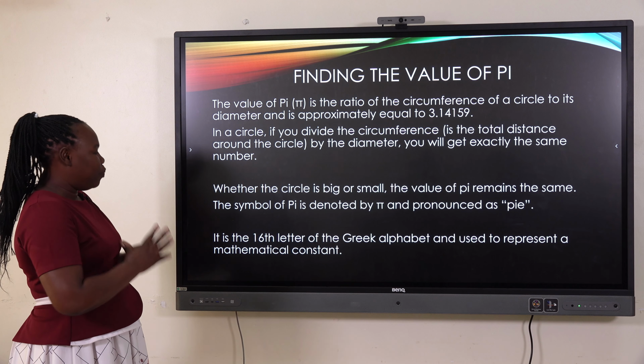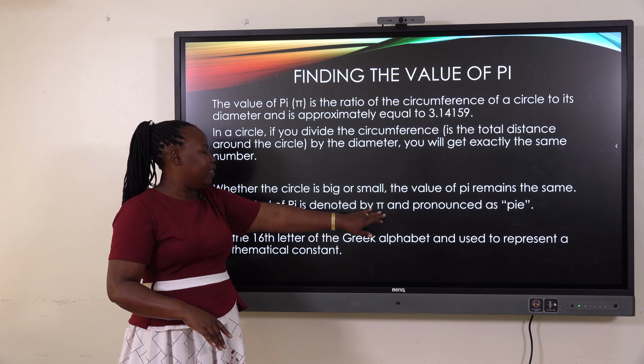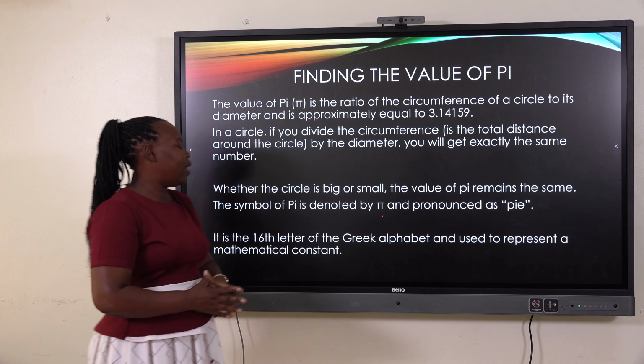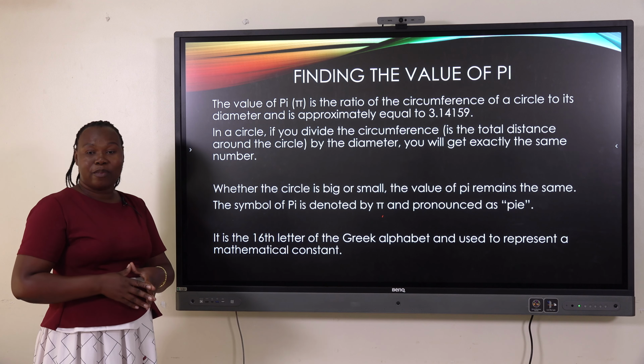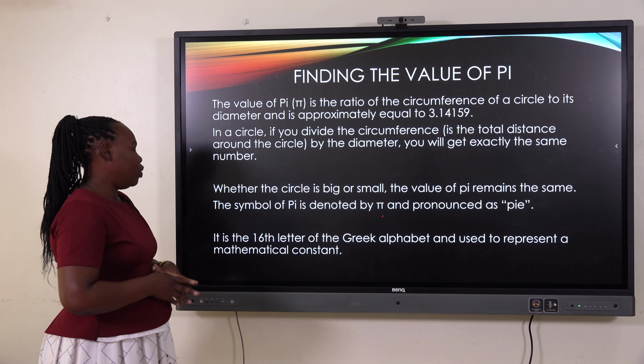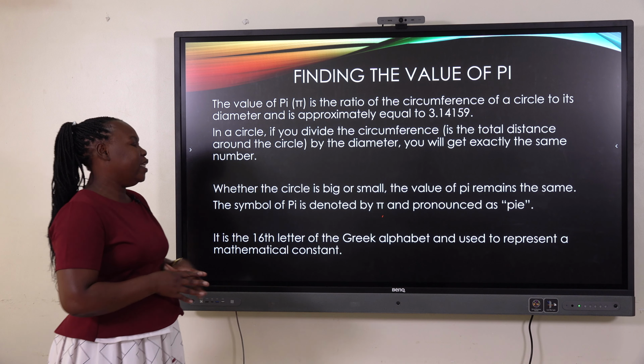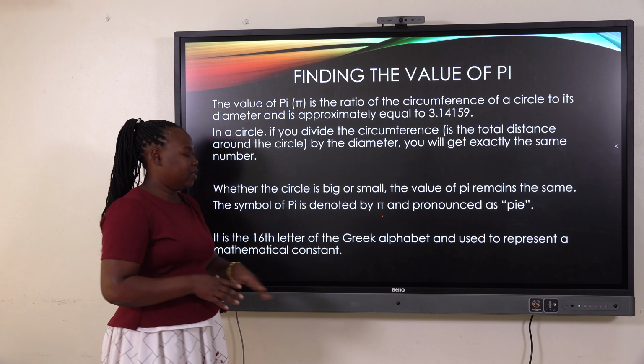The symbol of pi is denoted by this symbol, and it's pronounced as pi. This pi is derived from a Greek alphabetical letter, which is represented as a mathematical constant.